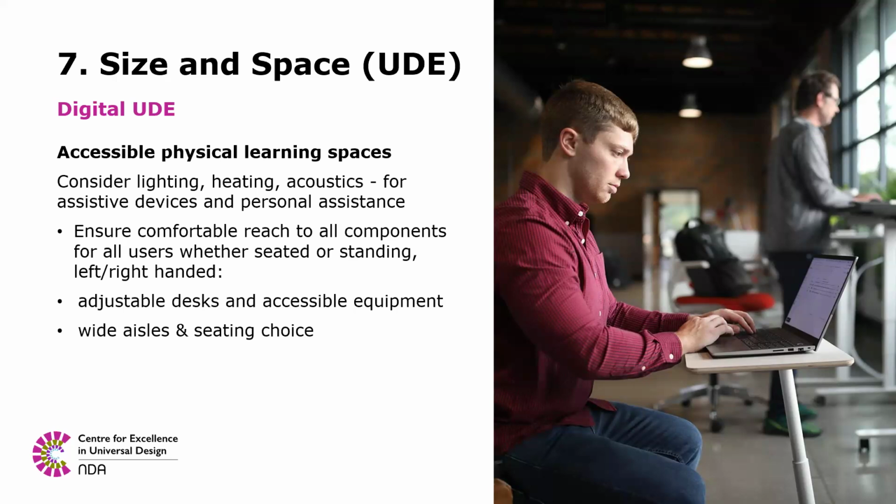But looking first at physical learning environments, the size and space principle means having accessible physical learning spaces. And for this, you'd consider lighting, heating, and acoustics for assistive devices and for personal assistance. Ensure comfortable reach to all components for all users, whether they're seated or standing, left or right-handed, provide adjustable desks and accessible equipment, and ensure aisles are wide and provide options for seating.